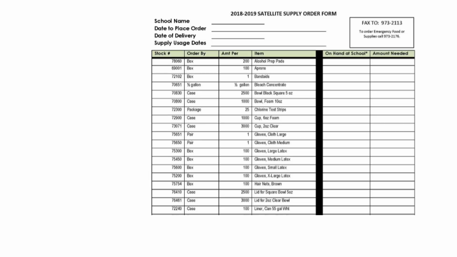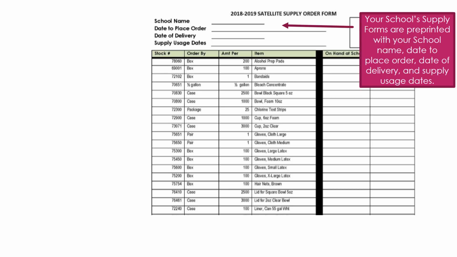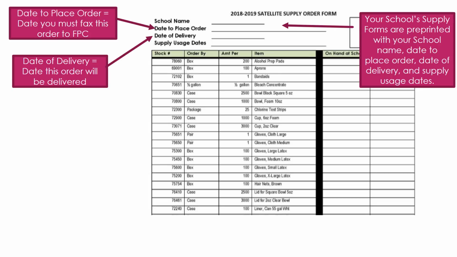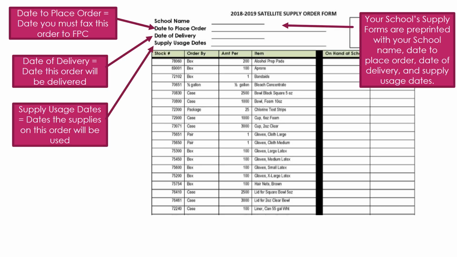Supplies are to be ordered on the same day of the week they are delivered. This is what the supply order form looks like. Each school will receive a packet of supply order forms from the Food Production Center office every couple of months. Your school's supply forms are pre-printed with your school's name, date to place the order, date of delivery, and supply usage dates. The date to place the order is the date you must fax the order to FPC. Date of delivery is the date the order will be delivered. Supply usage dates are the dates the supplies on the order will be used.